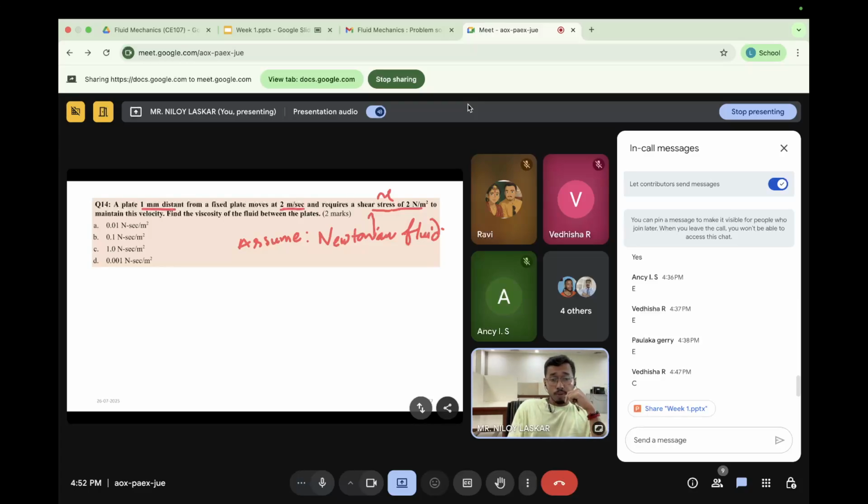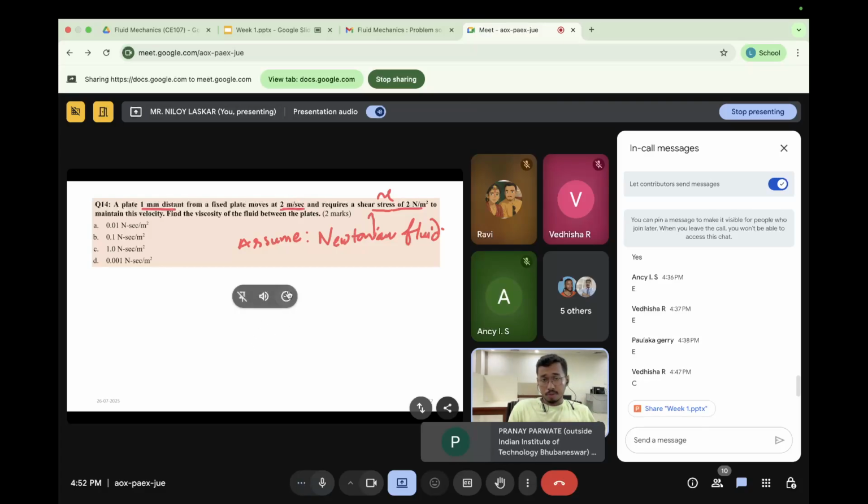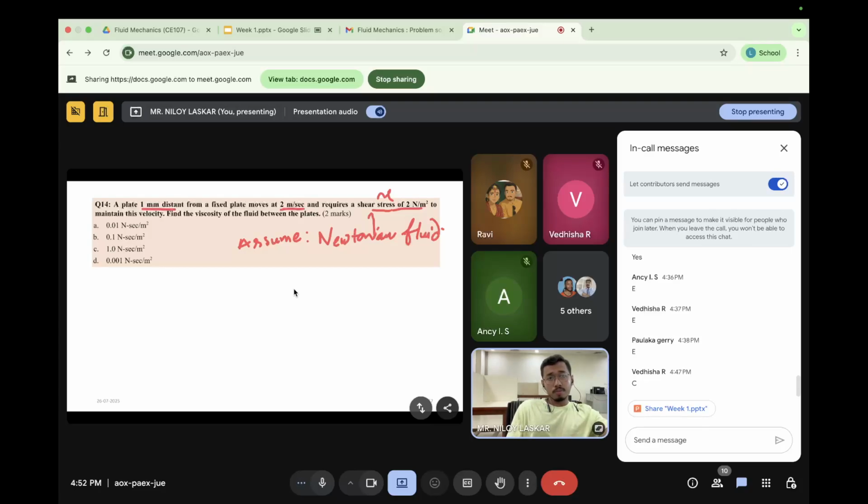In Newtonian fluid, you know this formula, tau equal to mu into du by dy. So use this formula and solve. Everyone please try.